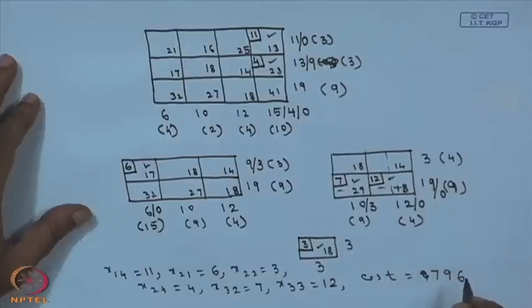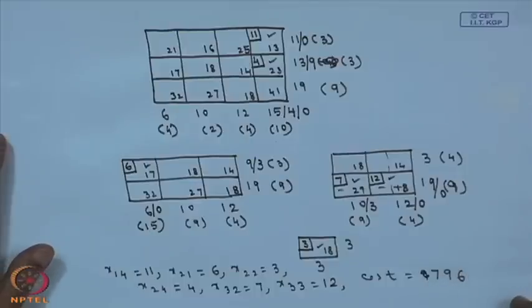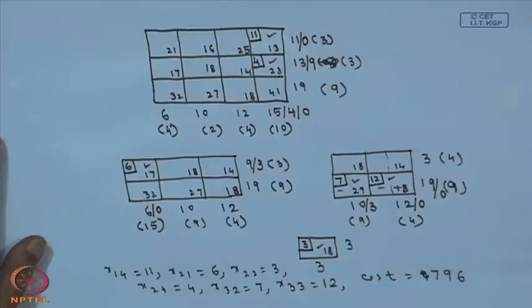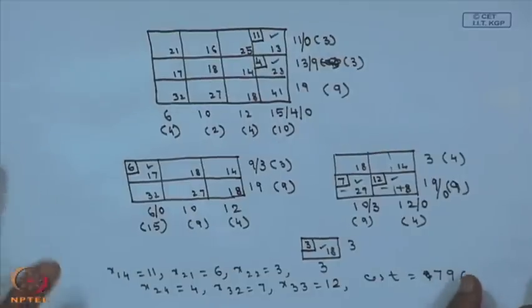If you compare with the other method, the matrix minima method, that was 812 or something. So, at least for this example using the VAM approach, you are obtaining the least cost for this problem, but it is not guaranteed that you can always obtain the solution like this. Now, I hope the procedure to find the initial basic feasible solution using these methods is clear to you.